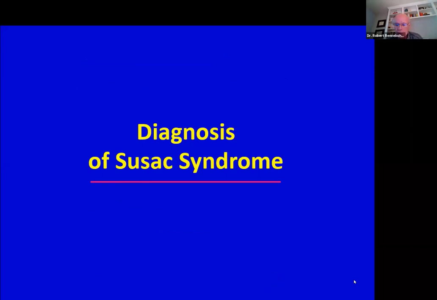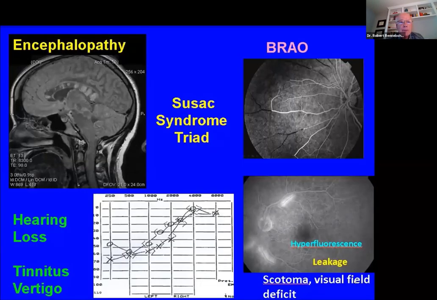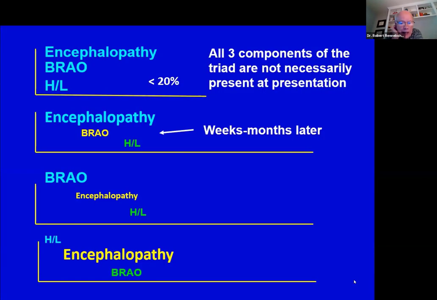How do we diagnose Susac syndrome? The first step is to look for evidence of the typical Susac syndrome clinical triad. However, it must be realized that when patients with Susac syndrome are first brought to medical attention, all 3 components of the triad are present in less than 20% of the cases.